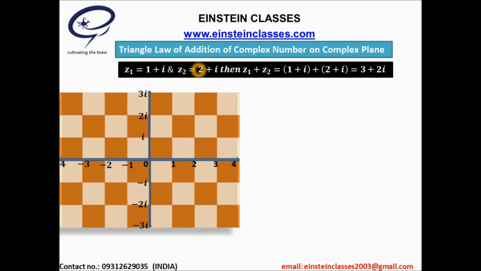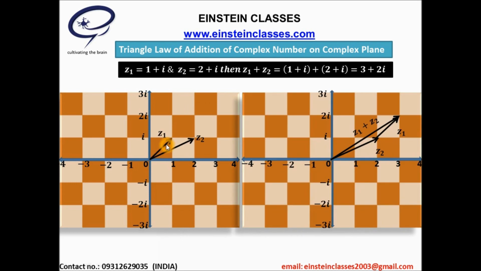Now we can add these two complex numbers in another way. In this case, the complex number z1 is displaced such that its tail is at the head of z2. Then to find the value of z1 plus z2, we have to draw a new line which will be directed from origin O to the head of z1. We can get the complex number z1 plus z2 by this line.